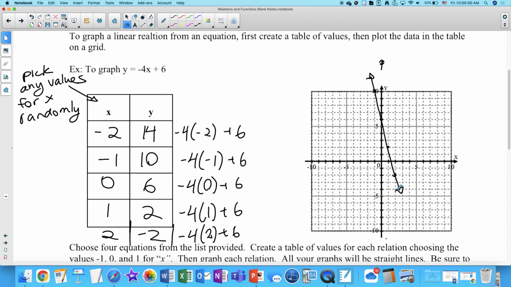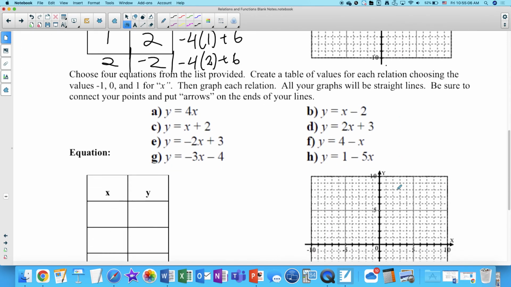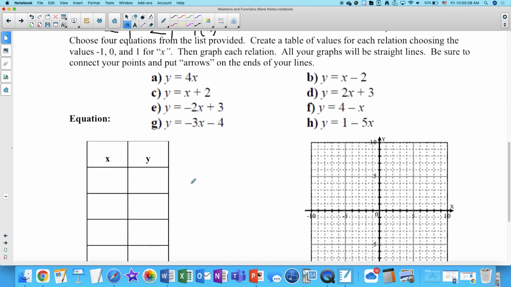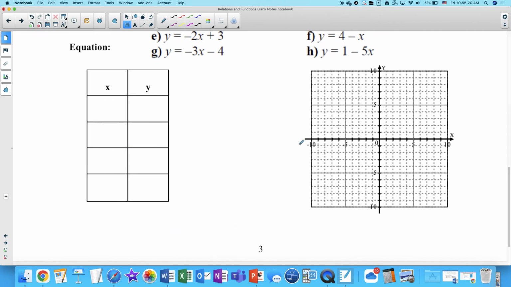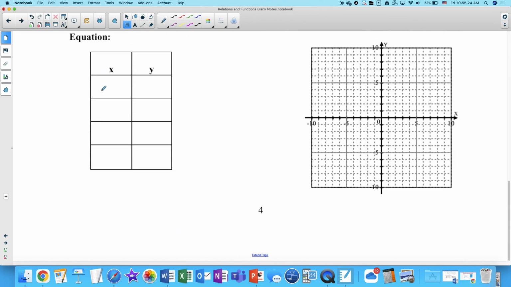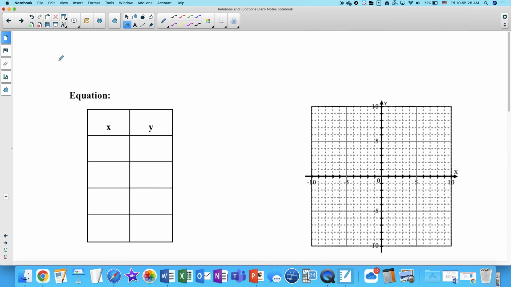So here's what I want you guys to do. I have 8 equations here. I want you to pick 4 of them. Any 4 you want. And you can see that there's one table of values here and a graph. And if you go on to the next page, there are 3 more. And I want you to graph them. Okay? So we're going to do that next.